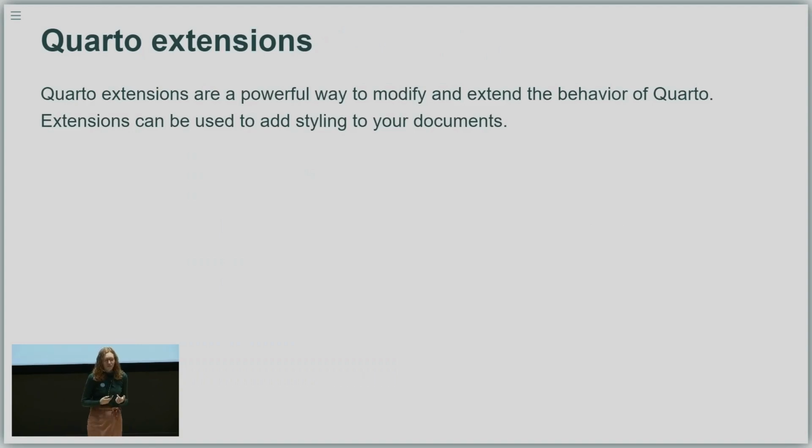So the thing about LaTeX is that it's not particularly user-friendly. And if you just want to make a quick change to your PDF, you probably don't want to have to learn LaTeX just to change a color, for example. So what you can do is use Quarto extensions. Quarto extensions are just a way to extend the behavior of Quarto. In the same way that you have R packages that extend the behavior of R, Quarto extensions are essentially extensions of base Quarto. And so you can use extensions to add styling to your documents. So you don't necessarily have to learn LaTeX yourself. You just have to find someone else who learns LaTeX and then use theirs.